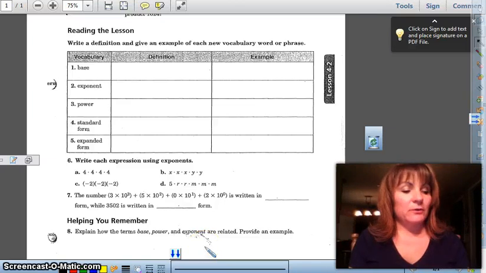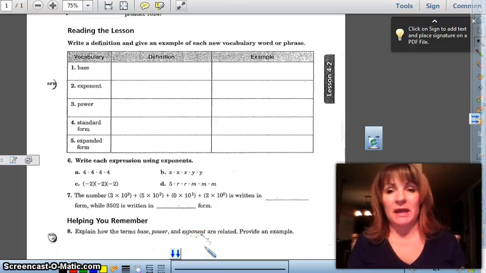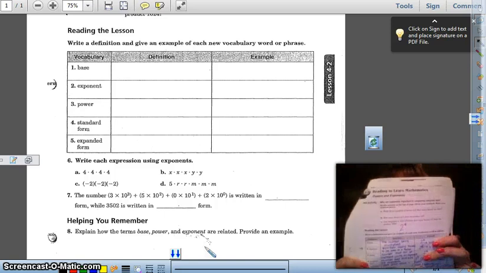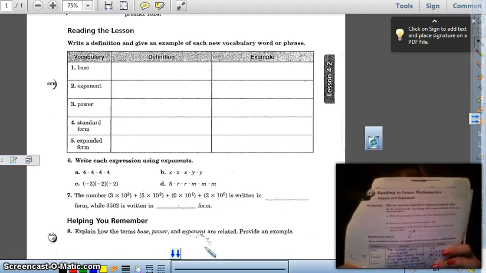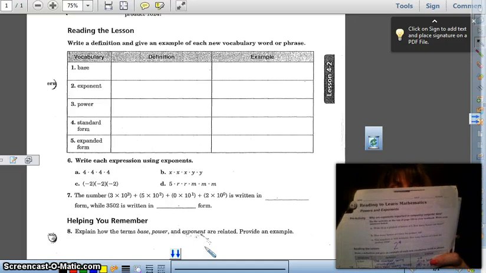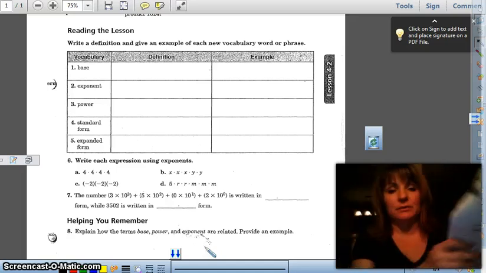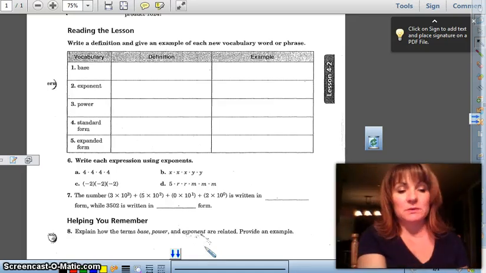Okay, it's time for your 4-2 lesson. Make sure in your packet you find the 4-2 Reading to Learn. When you see it on the screen, you're not going to be able to see the title, so make sure it says 4-2 Reading to Learn. We're going to fill in some notes together.